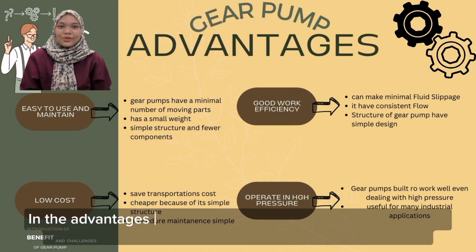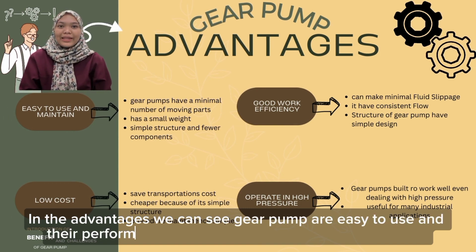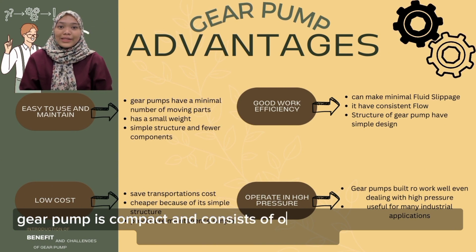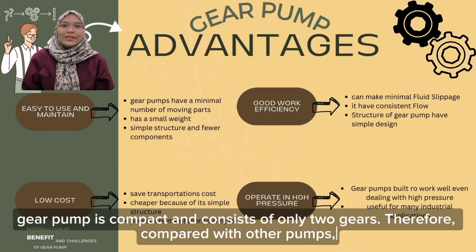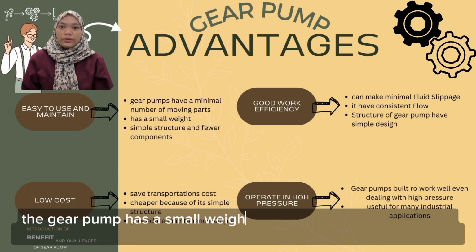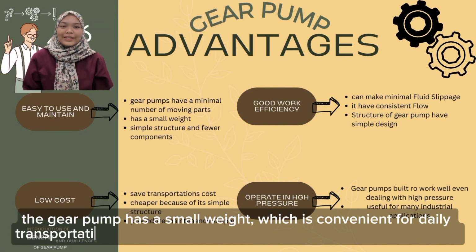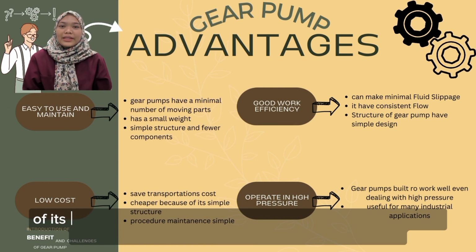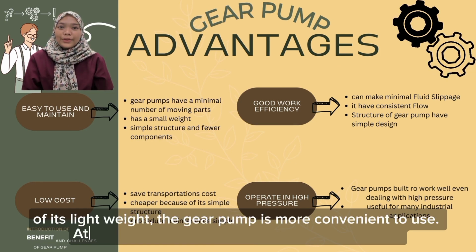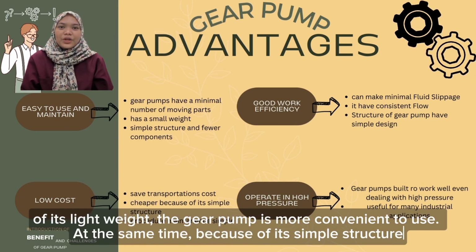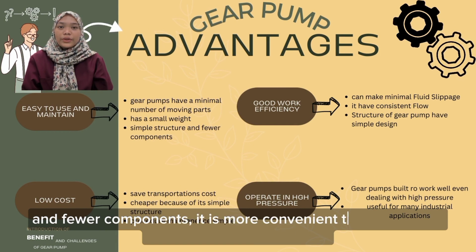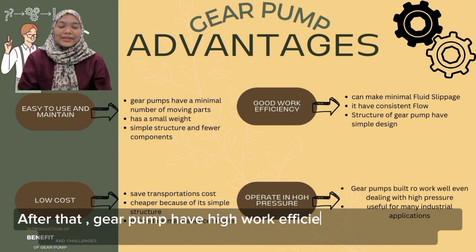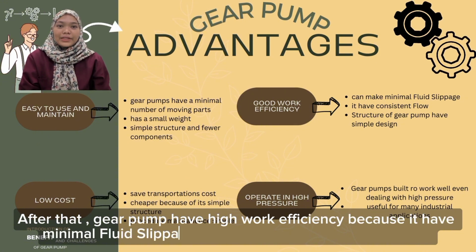In the advantages, we can see gear pumps are easy to use and their performance is easy to maintain. It is because a gear pump is compact and consists of only 2 gears. Therefore, compared with other pumps, the gear pump has a small weight, which is convenient for daily transportation and does not require much labor. Because of its lightweight, the gear pump is more convenient to use. At the same time, because of its simple structure and fewer components, it is more convenient to repair when problems are encountered. After that, gear pumps have high work efficiency because they have minimal fluid slippage.